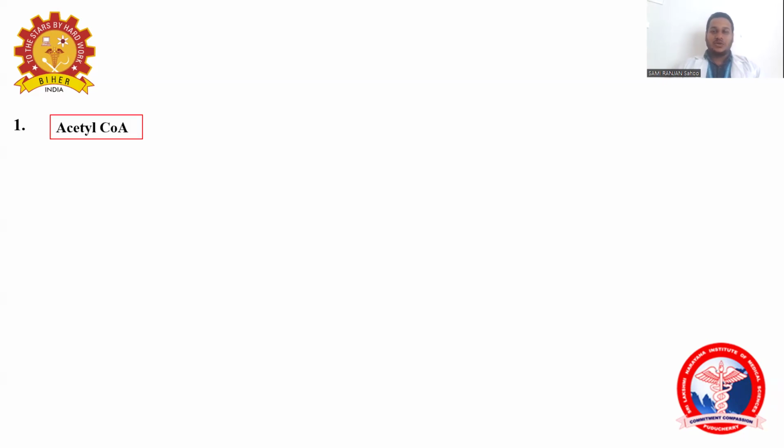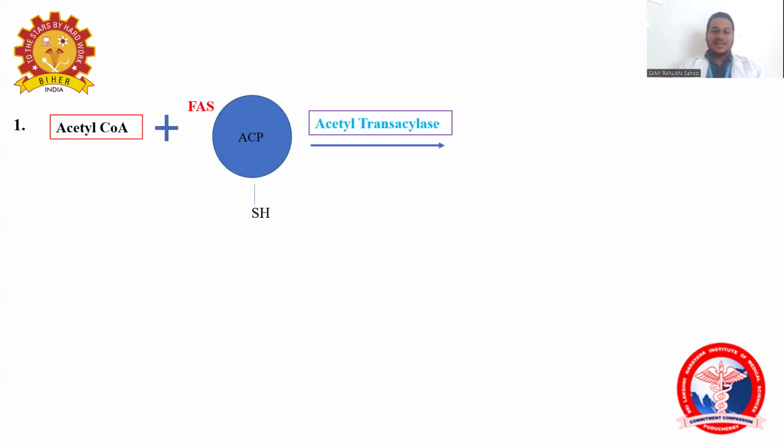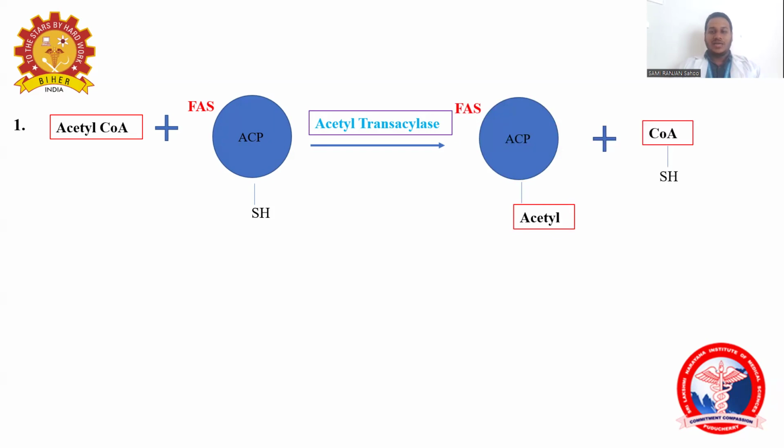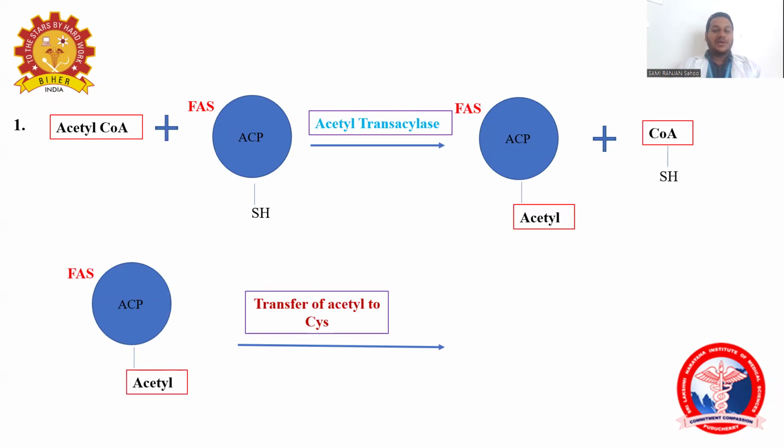First, we take acetyl-CoA. Acetyl-CoA reacts with ACP, the acyl carrier protein, along with the sulfide bond, where it gets transferred by the acetyl transacylase to form acetyl ACP, and CoASH is removed. So finally, acetyl is formed and combined with ACP. This acetyl ACP is again transferred to cysteine. Finally, it forms ketoacyl synthase cysteine acetyl. So ketoacyl synthase will be forming here.